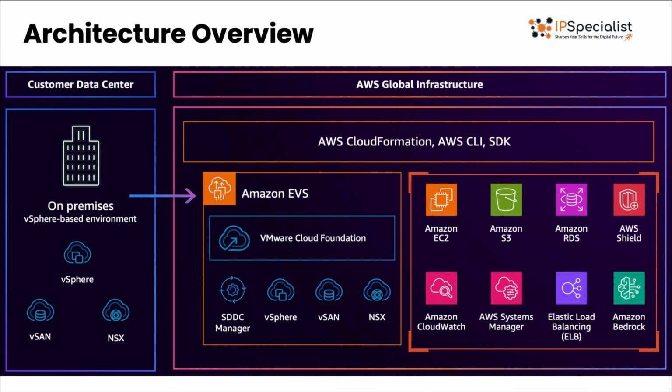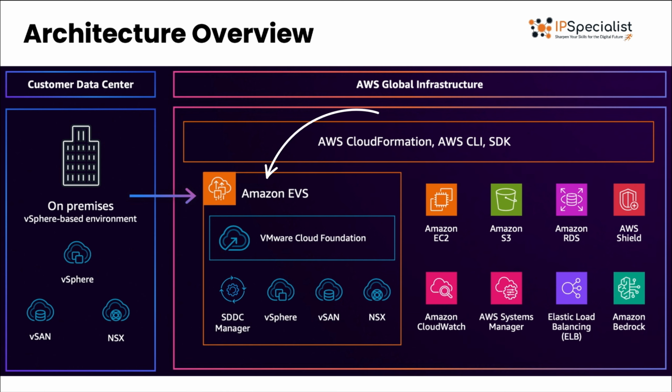Here, Amazon EVS integrates tightly with native AWS services like EC2 for compute, S3 for storage, RDS for databases, CloudWatch for monitoring, Shield for security, and even advanced services like Amazon Bedrock for generative AI. At the center, Amazon EVS runs as a VMware Cloud Foundation environment on AWS bare metal hardware. This creates a software defined data center, SDDC, where VMware workloads run just like they do on premises. So, visually, you can imagine it as your VMware cluster simply being extended into AWS, while still giving you access to AWS global infrastructure and services.